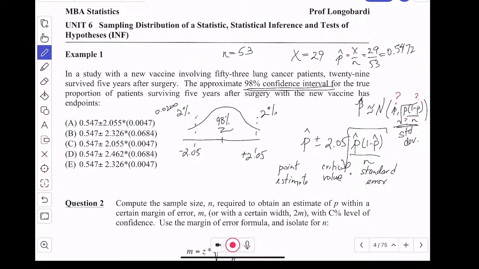So this is a confidence interval. This is the confidence interval for the true proportion based on the sample results. So you need to find out which one of these it is by making the calculations. Can you guys do that and tell me which one it is? Which one is the closest?